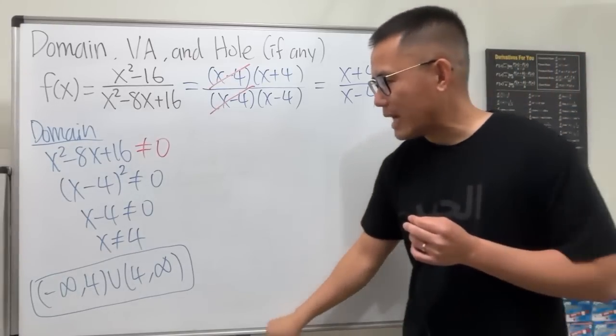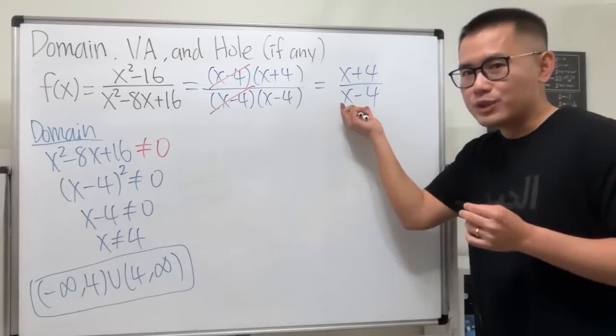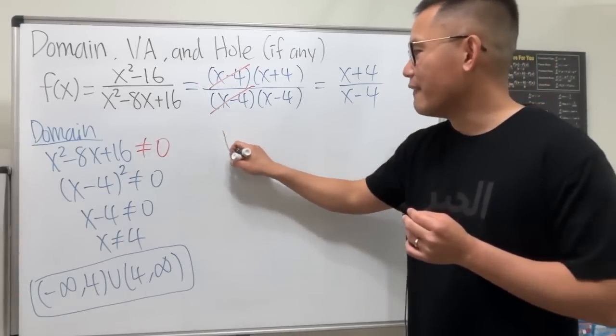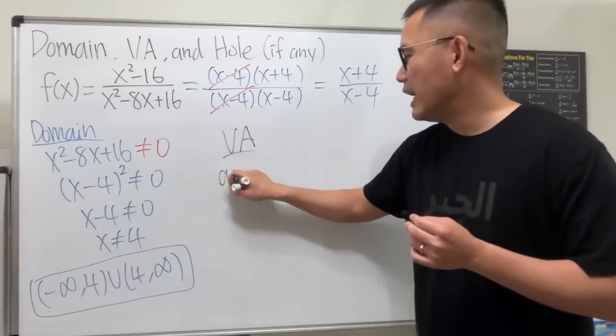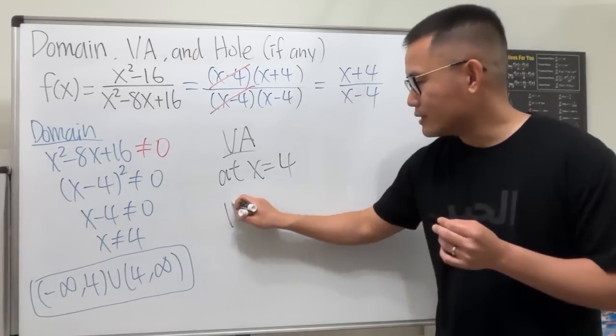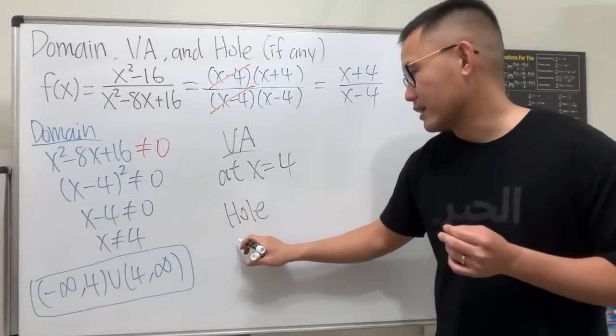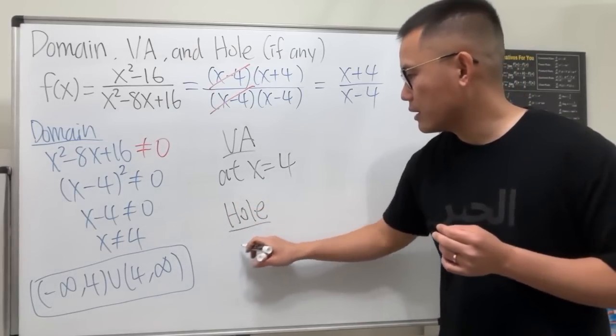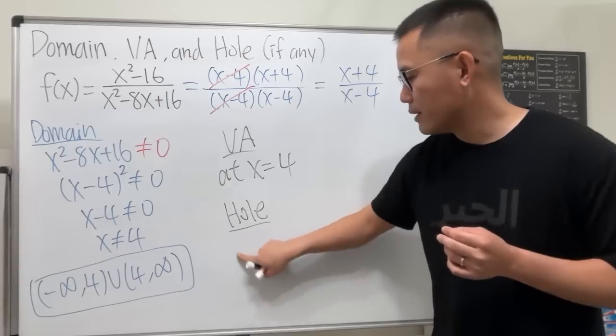So what's happening at 4? Because we still have that on the bottom. So that is a vertical asymptote at x equals 4. Do we have any holes? None, right? So it's just a none.